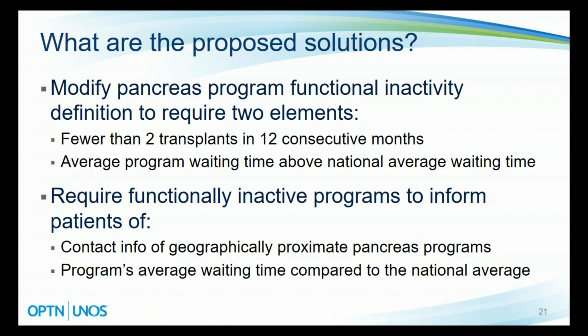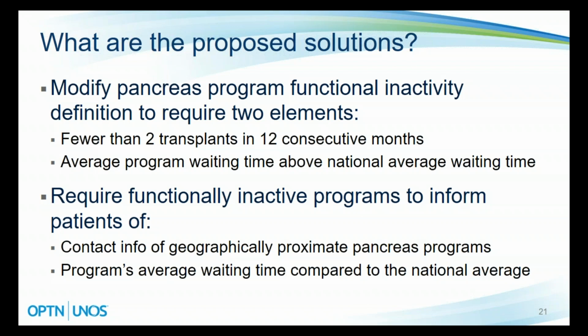This solution also addresses concerns with patient communication needs and access to transplant by hopefully increasing communication with patients who are waitlisted at programs that are being reviewed for functional inactivity. So once programs are being reviewed for functional inactivity, they would need to inform patients and potential candidates about other pancreas programs that are in state or within 125 miles of the program. And then also they would need to provide information about their own program's waiting time compared to the national average.